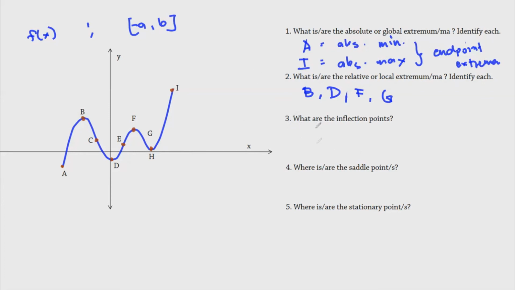Okay, so number 3, we have what are the inflection points? So, inflection points again are those points in between these local extrema or even global extrema. No? And then they can easily be found. Just look at the middle section of this extrema. So we get C, and I think it's E.